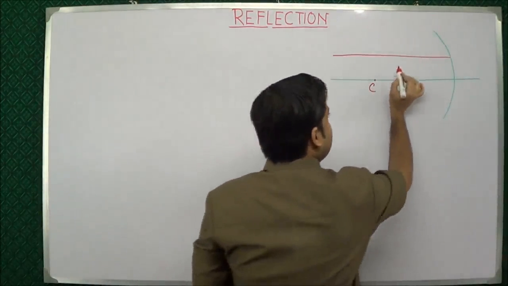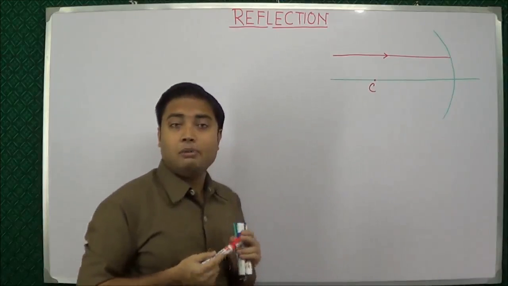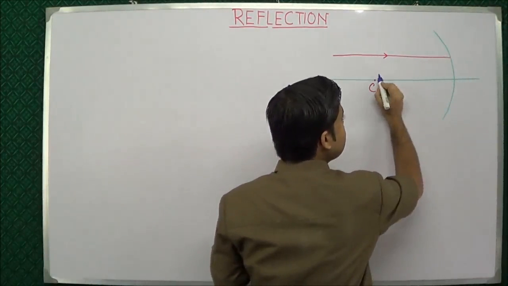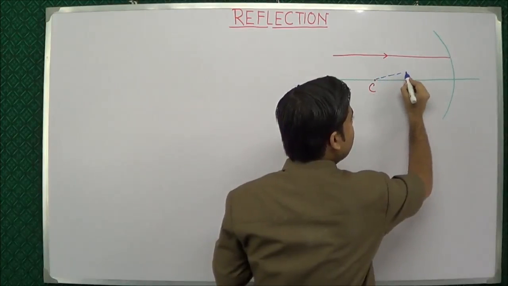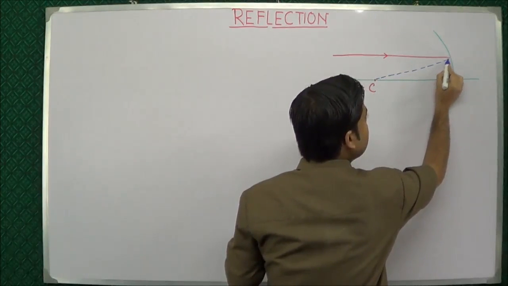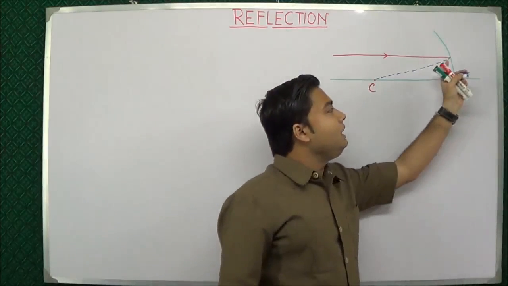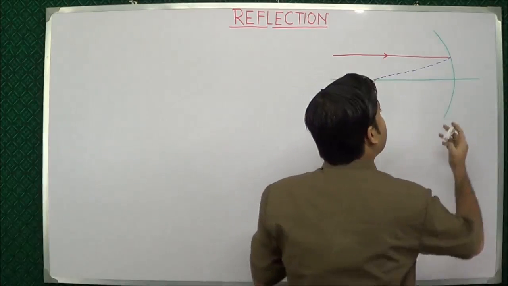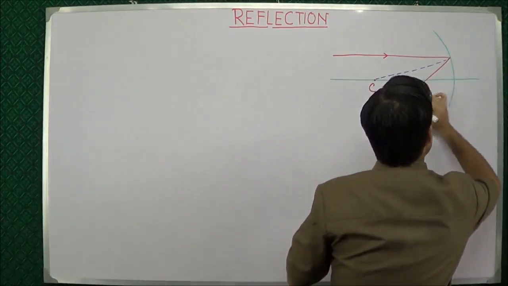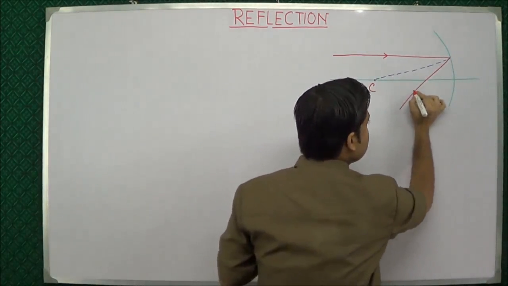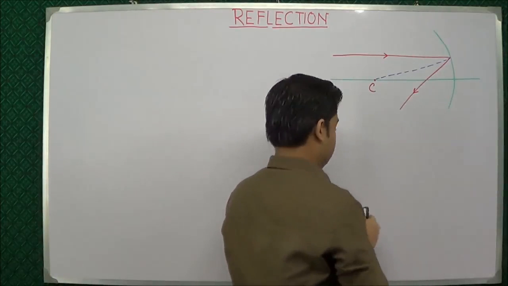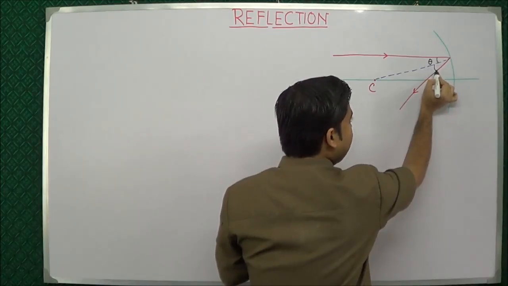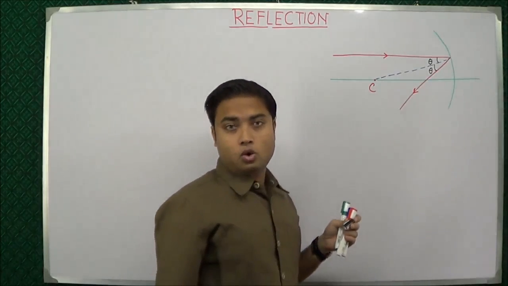Now if this is the incident ray, then at this particular point the normal shall be the radius of this mirror itself. So which will be the radius? Starting from the center of curvature to this point, this will be the normal at this particular point. Now, obeying the laws of reflection, the reflected ray will pass like this, and if it passes, then we can say that this angle of incidence, say this is theta, and this angle of reflection, this angle theta, will be equal, obeying the laws of reflection.